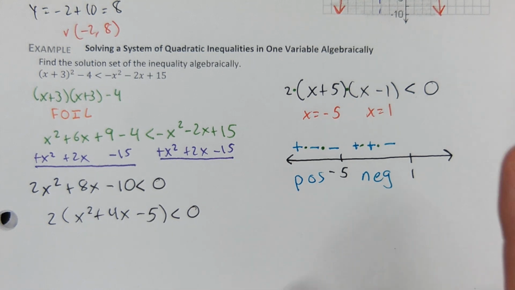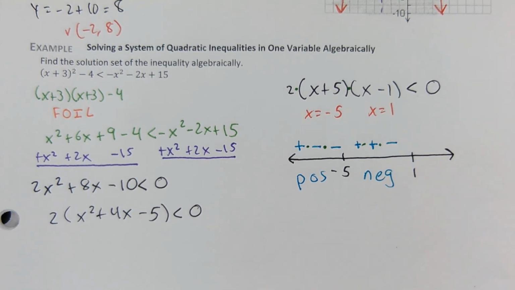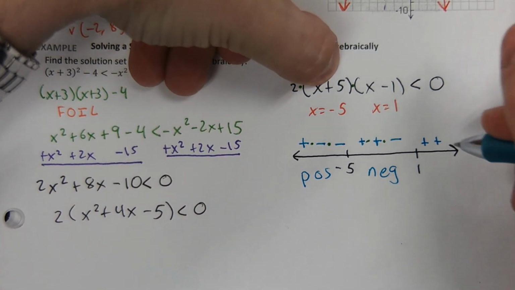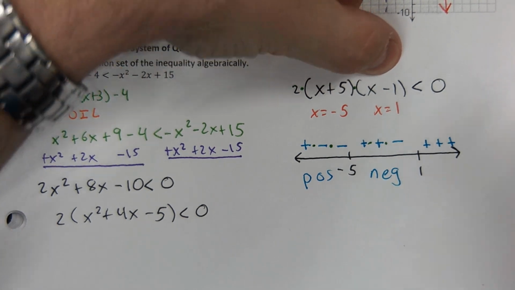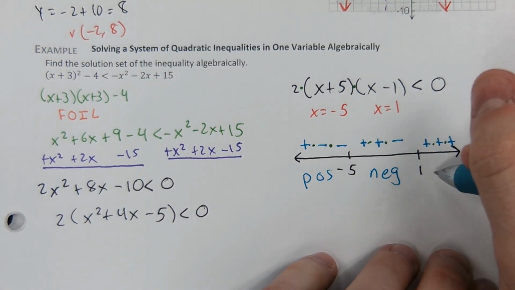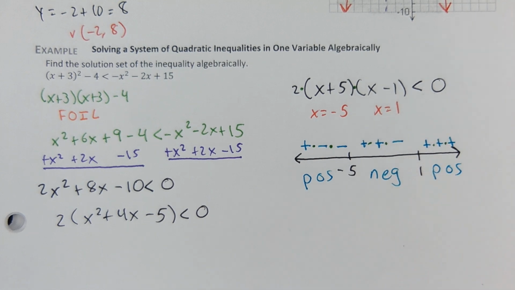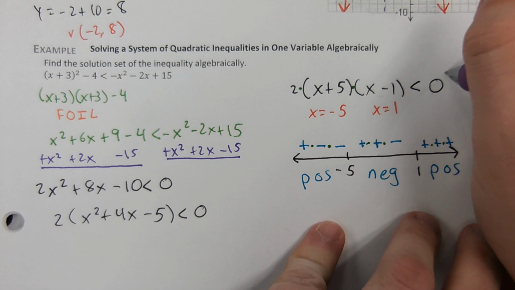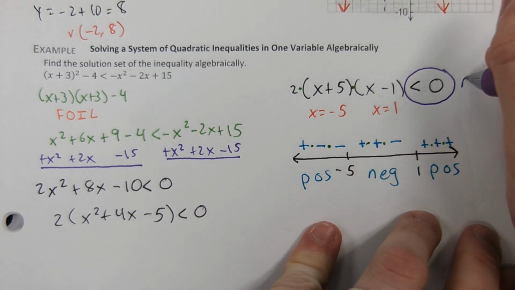And then lastly, I'm going to grab a number bigger than 1, like 2, and plug it in. No matter what, 2 is always positive. 2 plus 5 is positive. 2 minus 1 is positive. The product of three positive numbers will always be positive. Now we need to decide which ones we wanted to find. It says the quadratic needs to be less than 0. And what kind of numbers are less than 0? Negative numbers are less than 0.